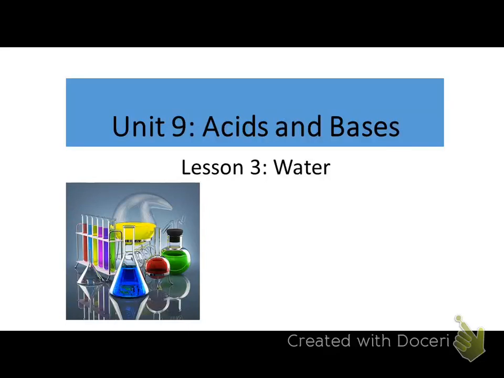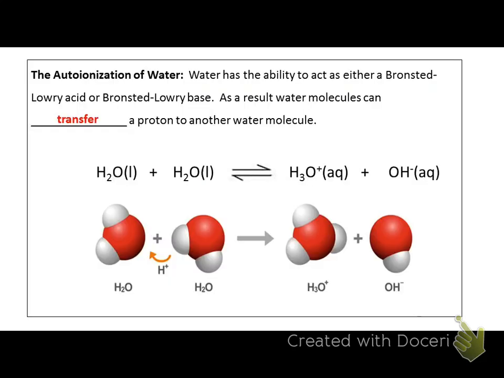Alright, let's get started with Lesson 3, Water. Now, as we talked about earlier, water has a very unique ability to act as both an acid and a base. In other words, it can either donate a proton or accept a proton. Because of this, water can basically auto-ionize, which essentially means that because water can act as a Bronsted-Lowry acid or a Bronsted-Lowry base, water molecules can transfer a proton from one water molecule to another water molecule.